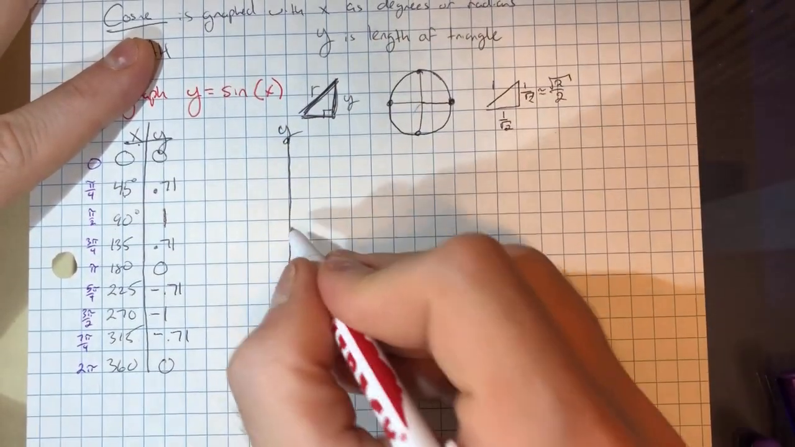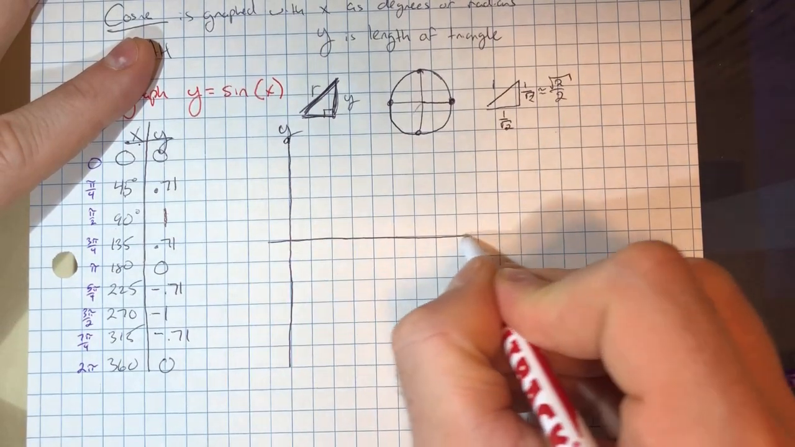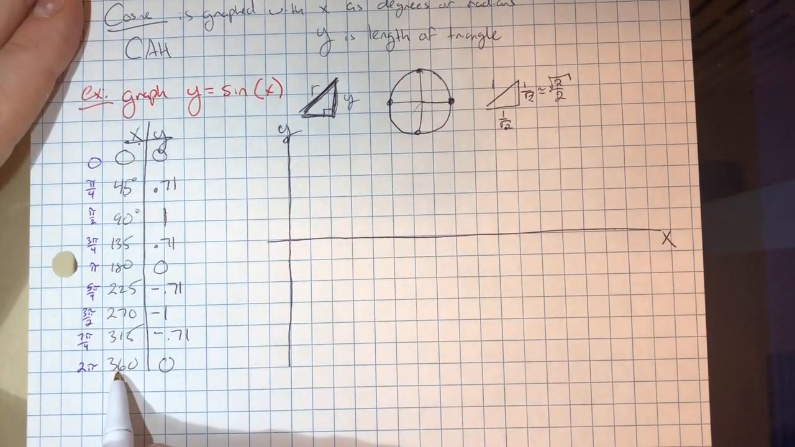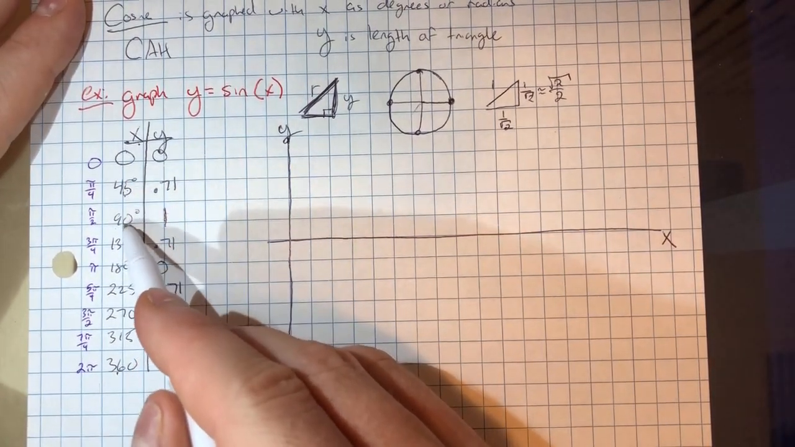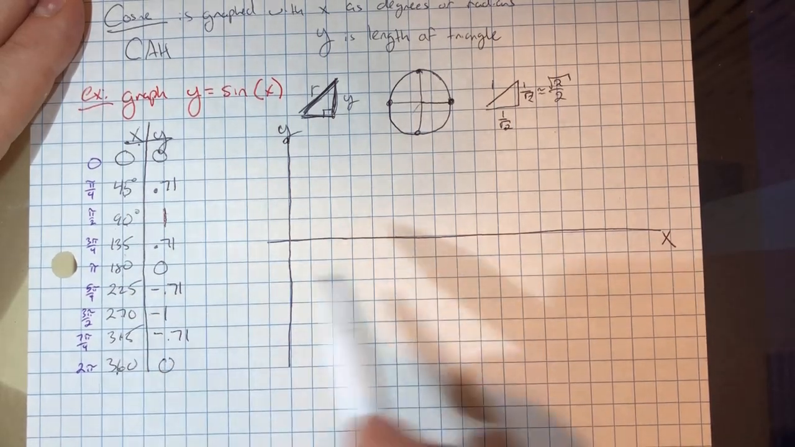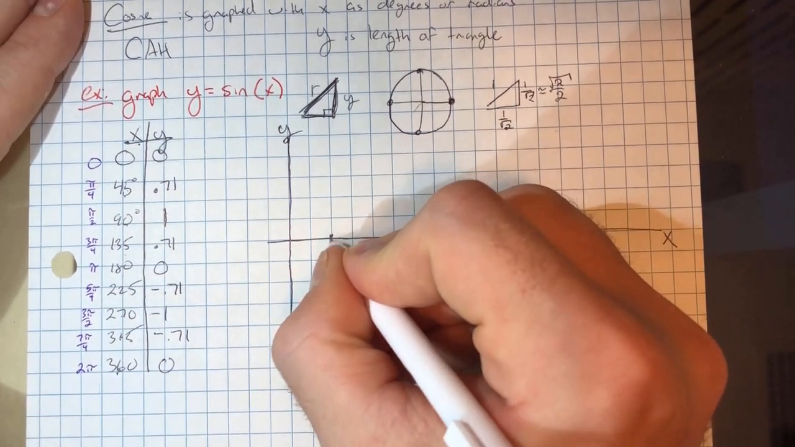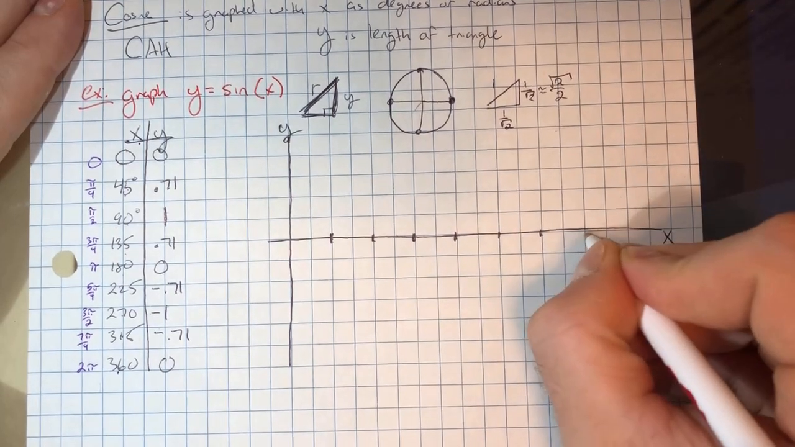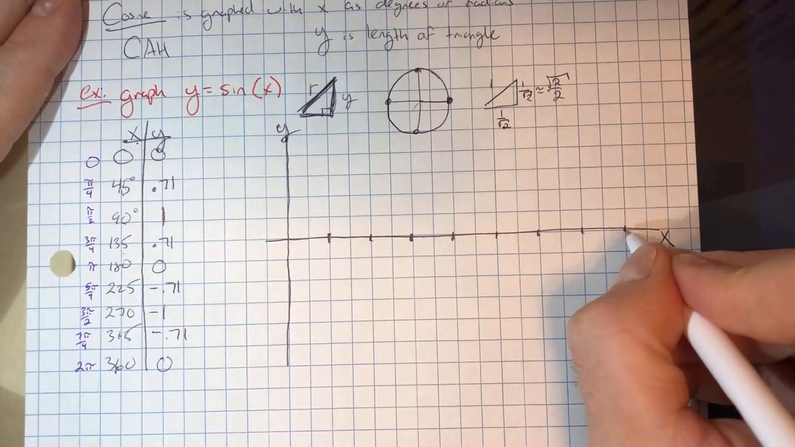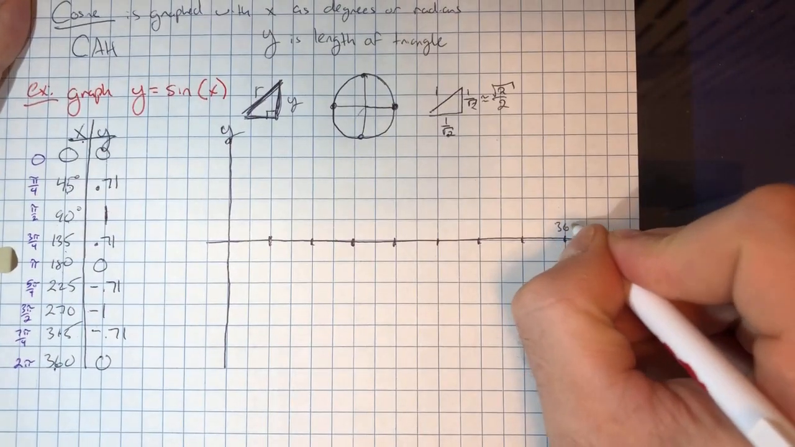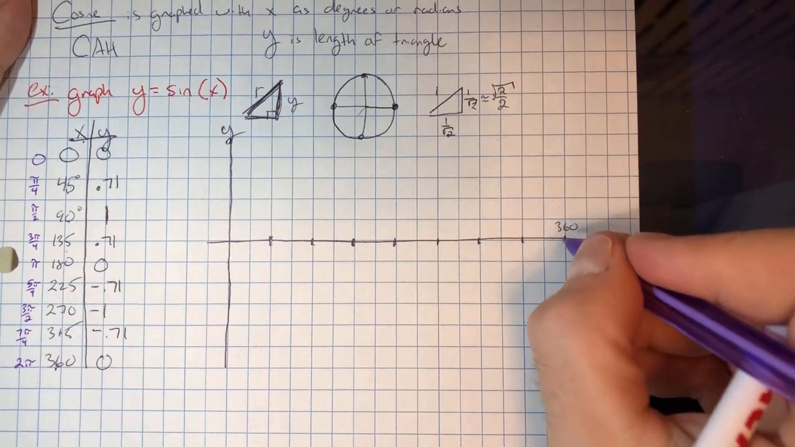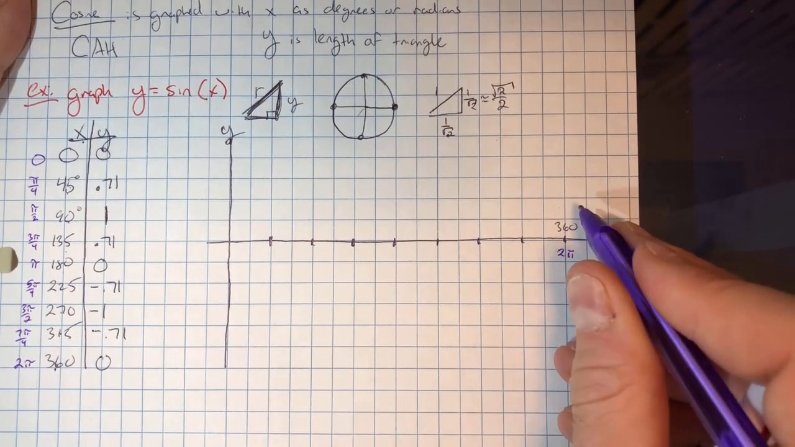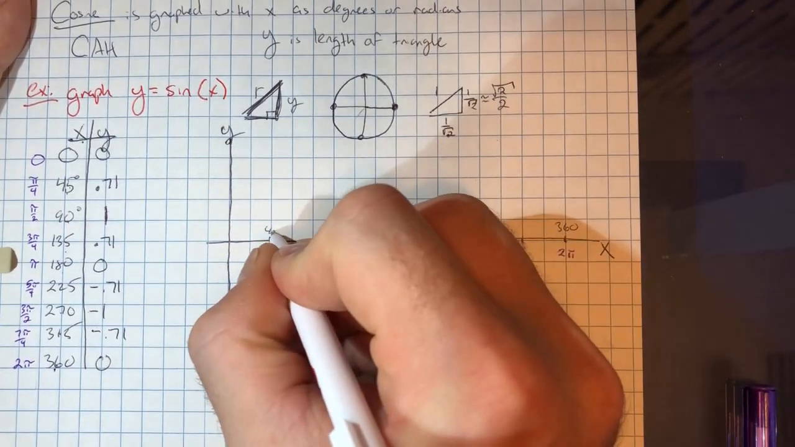So this is my y. This is my x. I need to get up to 360. Let's see, 1, 2, 3, 4, 5, 6, 7, 8. I need 8, so I'm going to do about every 2. And so this is either going to be 360, or I'm going to double label this 2 pi, so that if you want to do radians, I have the radians on here, and if you want to do degrees, I have those on here as well. 45.